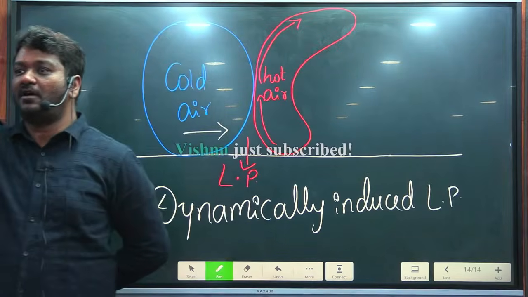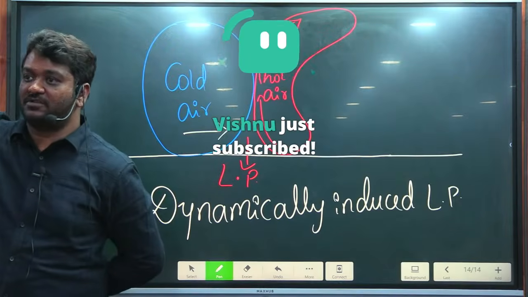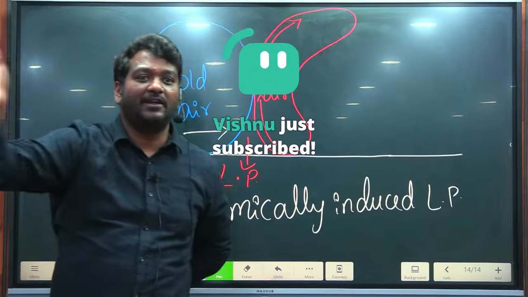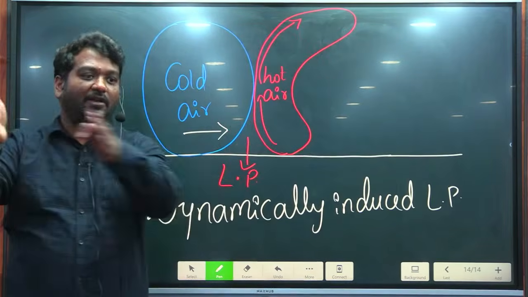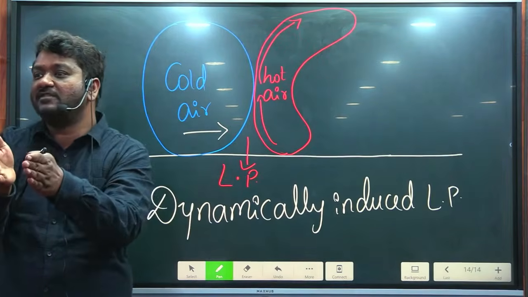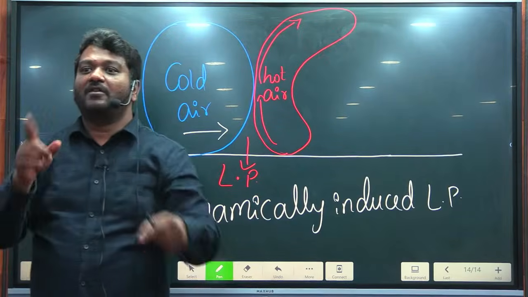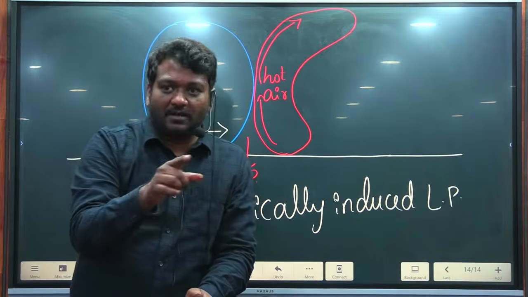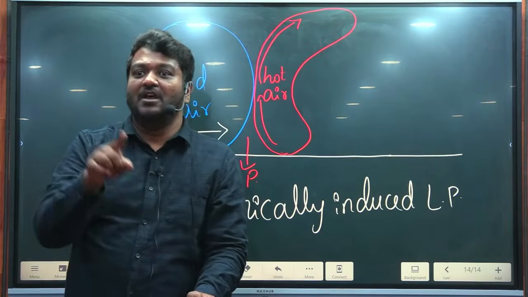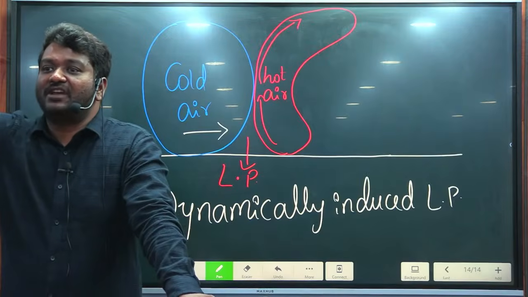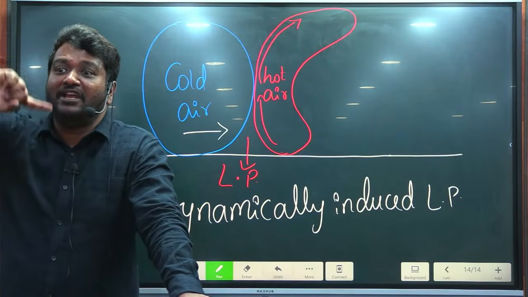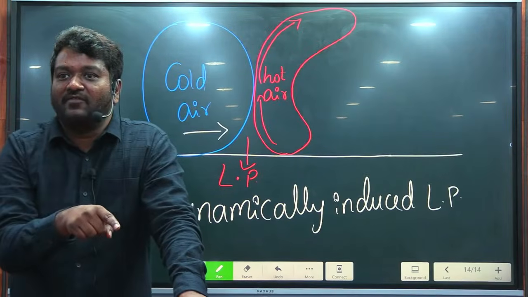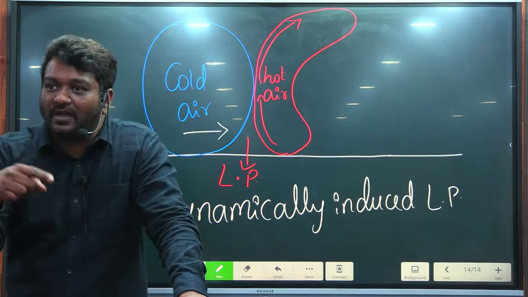What about Russia? Closer to the poles. As it is closer to the poles, cold air will come from the poles and hot air will come from the equator. Both will meet. Which air rises? Hot air rises. Will you get low pressure? Low pressure means what? Rainfall and cyclones also. So Russia gets cyclones called dynamically induced. Tamil Nadu gets rainfall and cyclones. What is it called? Thermally induced.